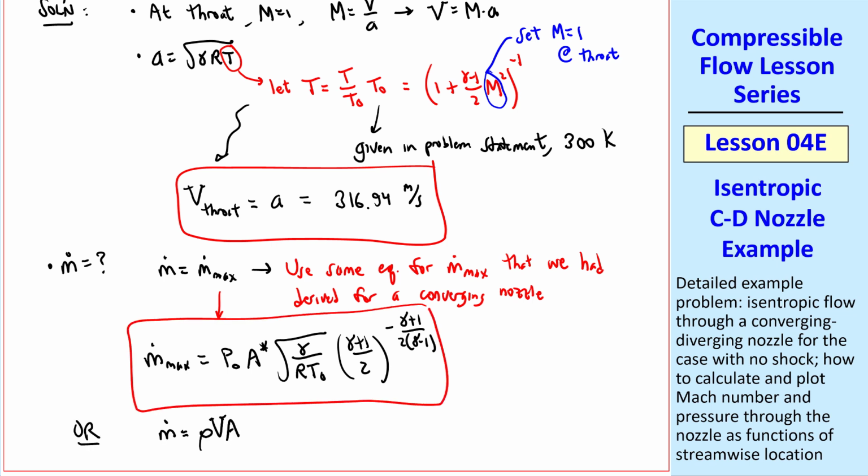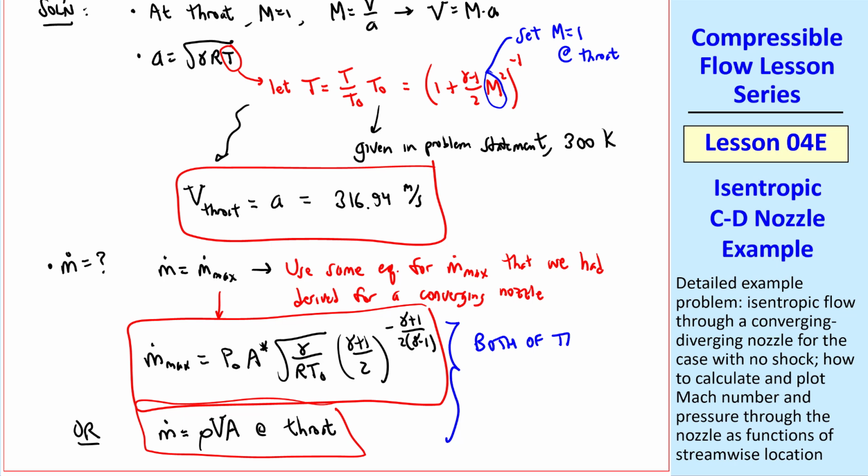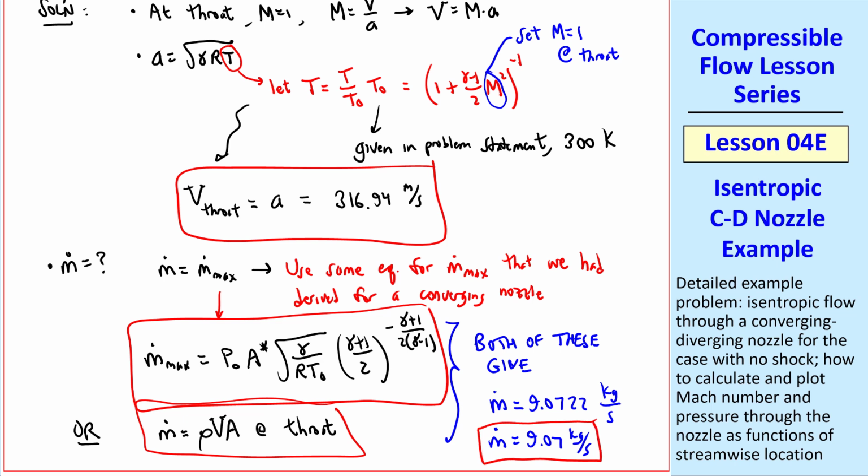Or m dot is rho VA at the throat, where we now know V and we know A, which is A star, and we can easily calculate rho from the isentropic equations. I checked both of these, and they both give the same answer. Namely, m dot is 9.0722 kilograms per second, which I report to 3 significant digits here. And as I've said previously, it's always good to compare 2 different methods and hope you get the same answer.